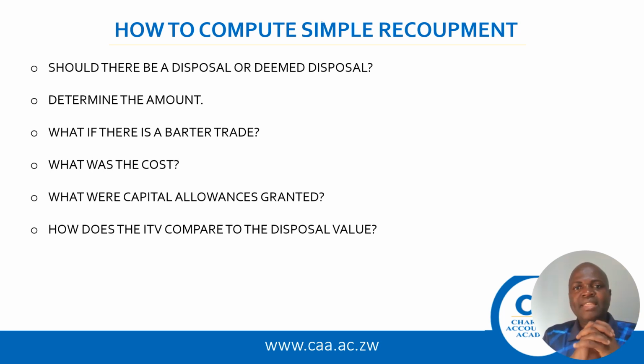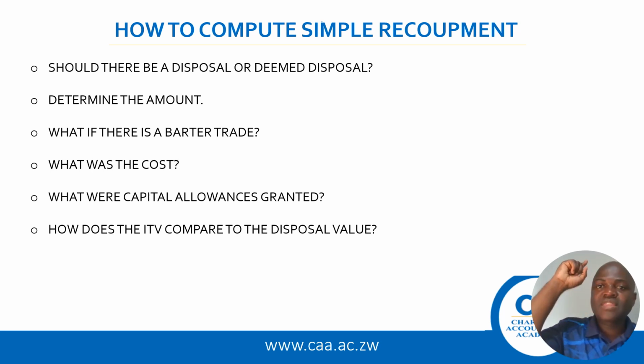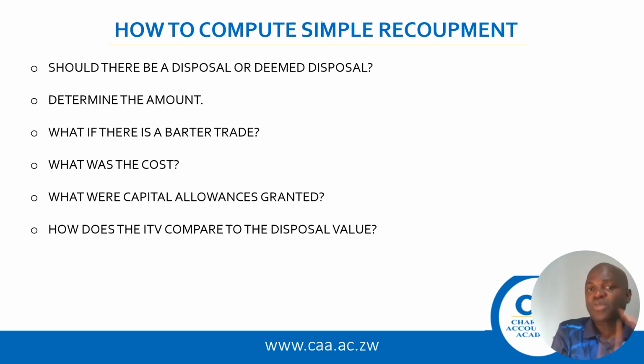Let's assume for a minute that the land has a value of 35,000. What does it mean? Cost 30. Capital allowance is granted 15. Income tax value 15. What do we have in terms of the disposals? 35. So the difference between 35 and 15 is not the recoupment. It is not the recoupment. The moment you say 35 minus 15, you're now calculating a profit.